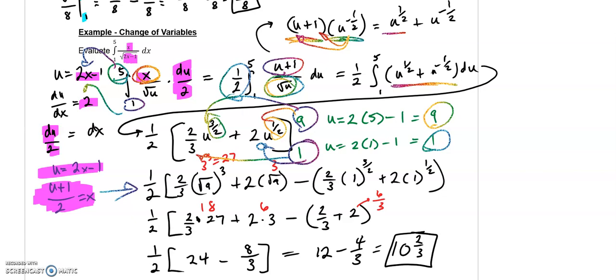Calculus is algebra on steroids. It's a lot of simplifying. Keep fractions as fractions. It's a lot easier. But you should simplify it all the way down to 10 and 2/3 once you're all done with this problem. And that is the end of our notes.